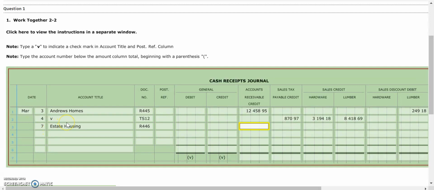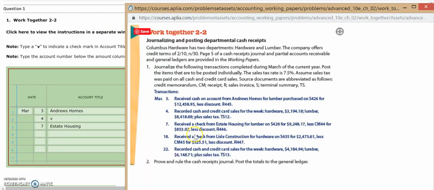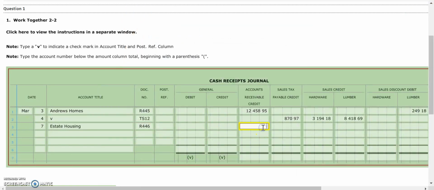So first things first, let's make sure we get all of our numbers in the right spot here. It says that they owed us a total of $9,248.17. So let's plug that into our calculator. And then we need to subtract out the amount of merchandise that they returned, which was $833.02, which means that they owe us a total of $8,415.15. So after they return their merchandise, that's how much their account said that they owed us.